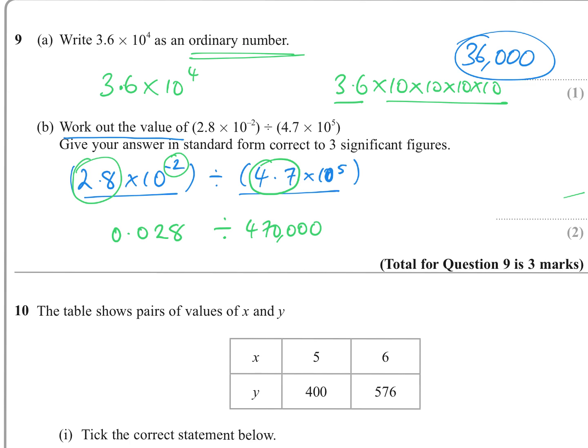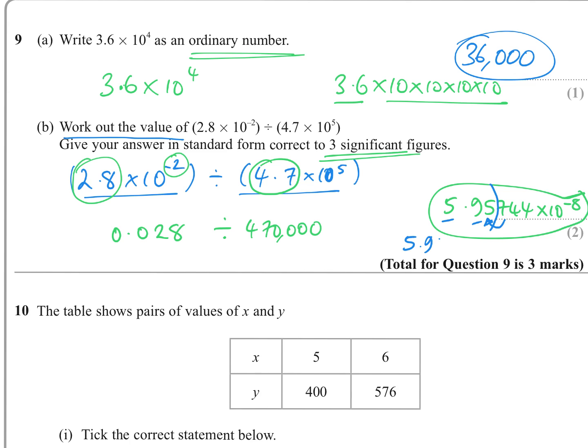And so I'm going to divide 0.028 by 470,000, and I get 5.95744 and so on times 10 to the minus 8. And the reason that I didn't put all the places on my calculator is because it wants it to 3 significant figures. So I will go 1, 2, 3, cut off here, and this 7 will change the 5 to a 6. So I'm going to write 5.96 times 10 to the minus 8.